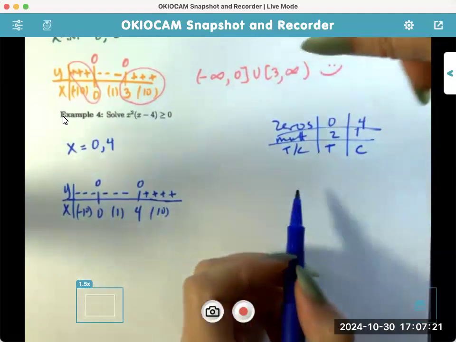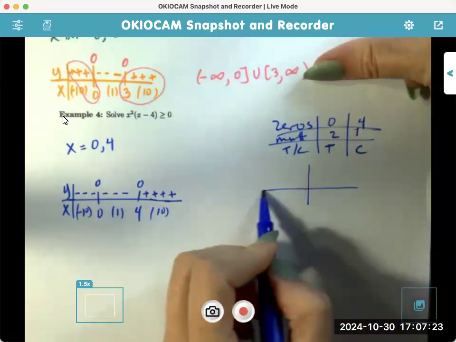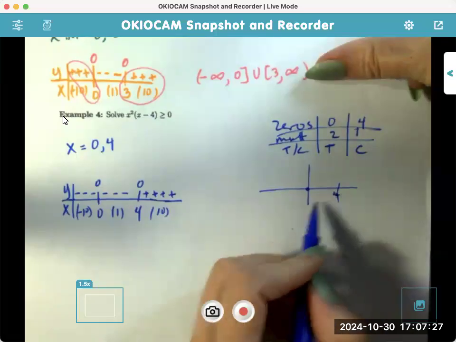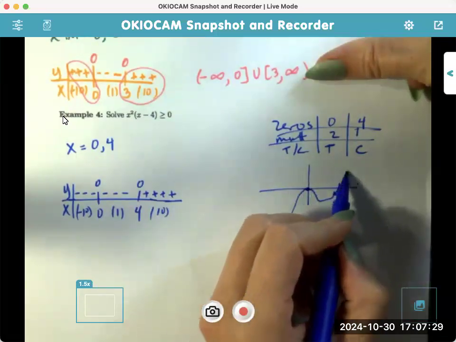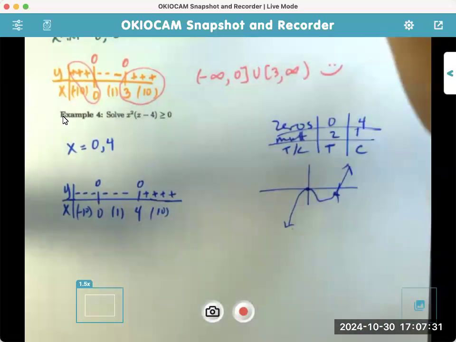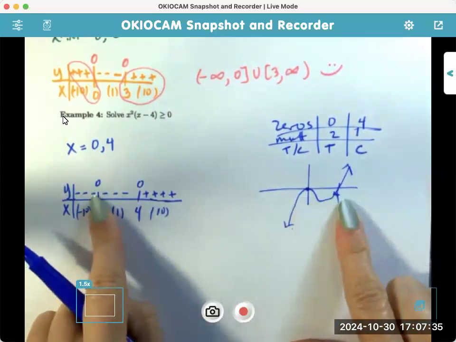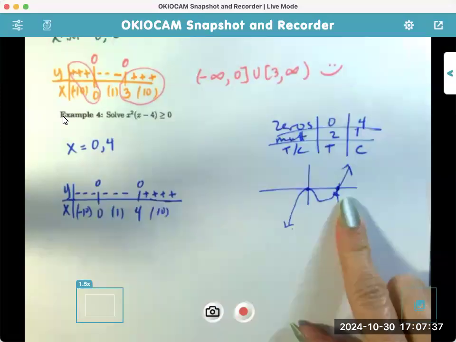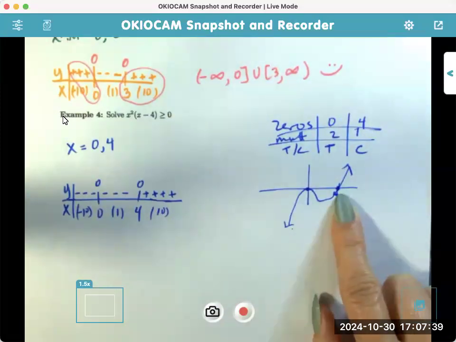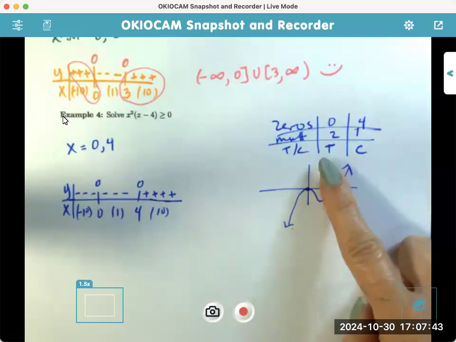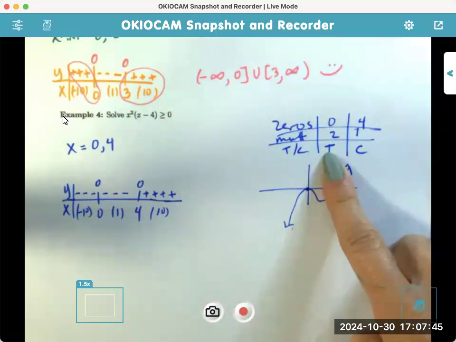Essentially what this could look like, this is a cubic. Here's my 0, here's 4. It might look something like this. I know it's below because our test value was negative. Here is 4, our other 0, and we're positive. The multiplicities tell us what behavior is at the x-intercept.